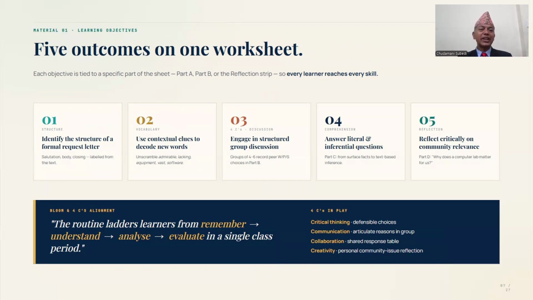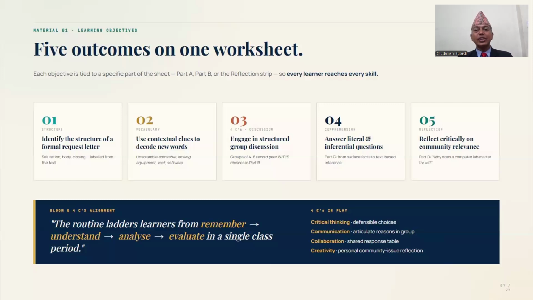In structure, we can say identify the structure of a formal request letter. In the same way, salutation, body, closing, labeled from the text. In the second, vocabulary, use contextual clues to decode new words: scramble, admirable, lacking, equipment, vast, software. In the next space, we see 4C's discussion.